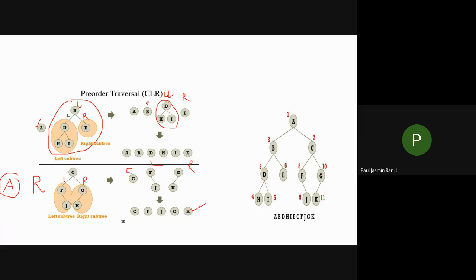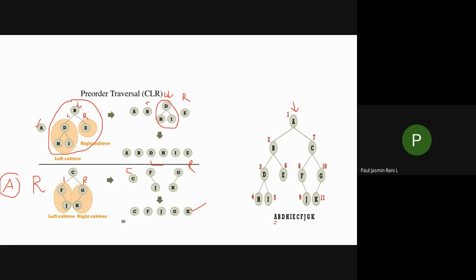Suppose a tree is given to you, how will you find the pre-order? So for this pre-order, how are we going to print the elements? Let us take this example. First, you are at the root node A. Initially you are at root node A, so first A is printed.